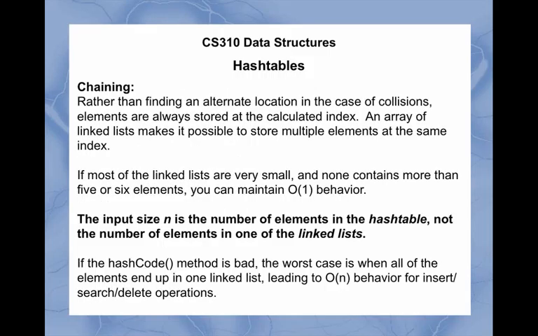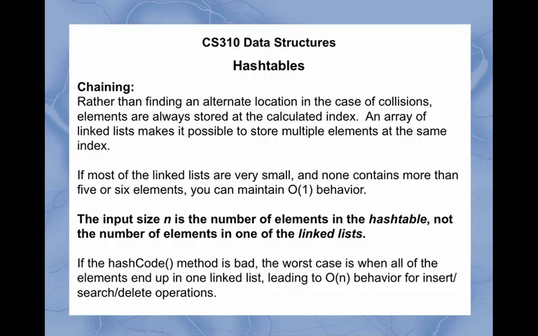So we want to focus now on the chaining strategy, and this is the most important one because it's the most commonly used, and is probably the implementation that you will be required to use for your CS310 project. So with probing, the strategy is we're going to find an alternate location if there's a collision. With chaining, we're going to store it exactly where it hashes to. This is the idea of closed addressing. It goes exactly where we think it should, and it gets inserted into a linked list at that location.